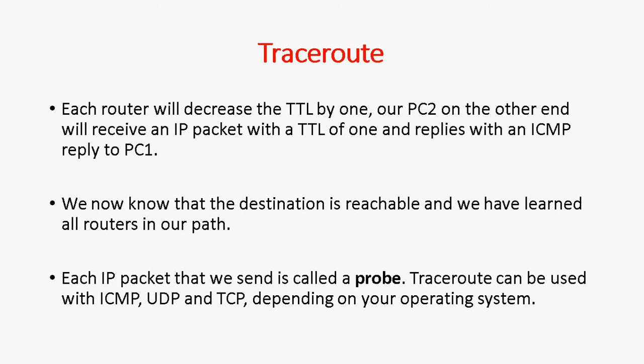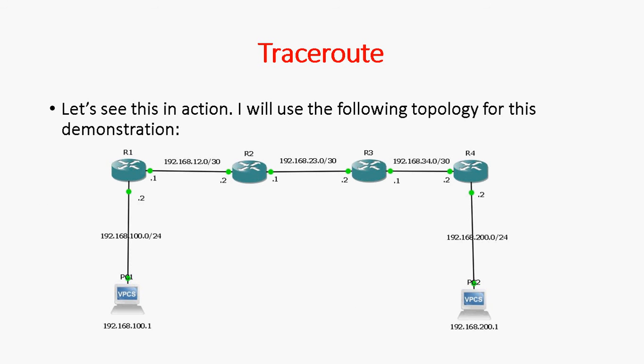For example, if you are using Windows operating system and you traceroute some destination IP, at that time the backend will be running on ICMP. In case you traceroute something from Linux OS, at that time UDP will be running on the backend. So it depends upon the operating system. Okay, so now we can see the real-time example.